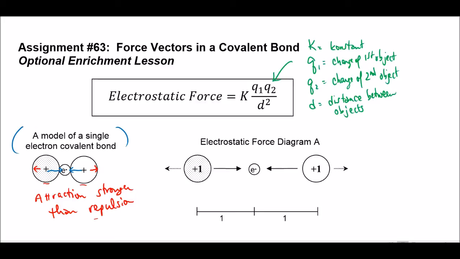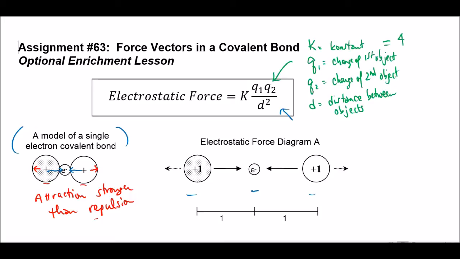K is a constant for our universe. I'll make up a very simple number for K. This is not the truth, but it's simple to do the math. We'll say K is 4. Here I'll show you how to apply this equation in a very simple situation. We have an electron. We have 2 protons. We can calculate the forces using this equation right here.